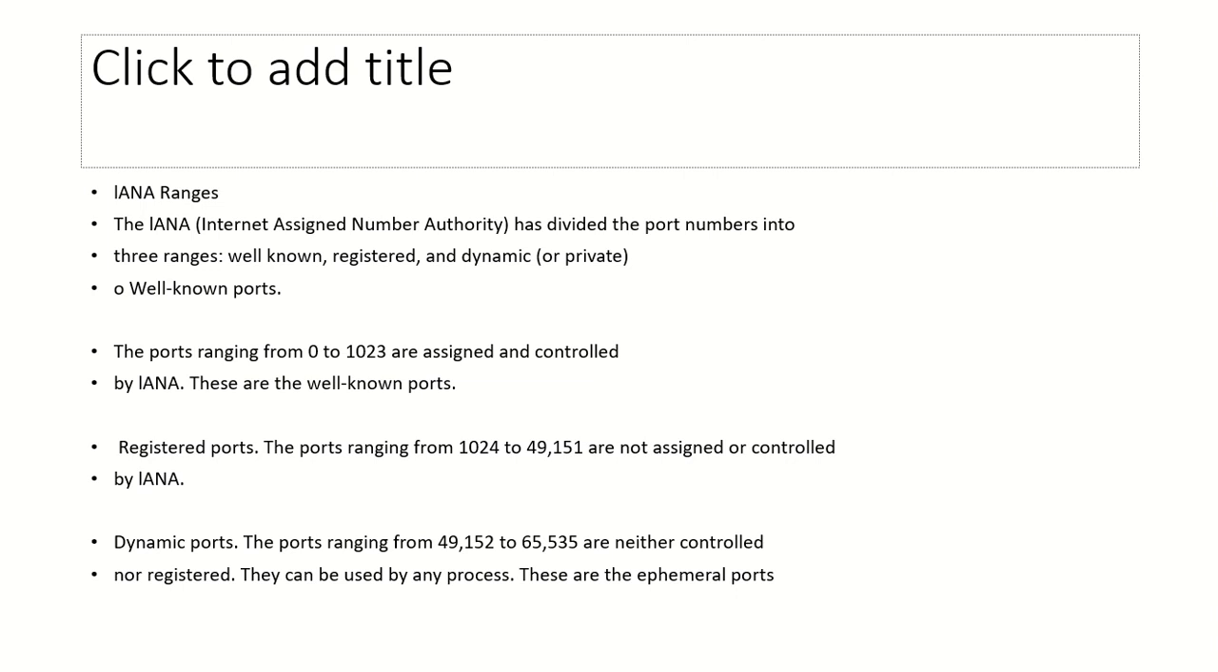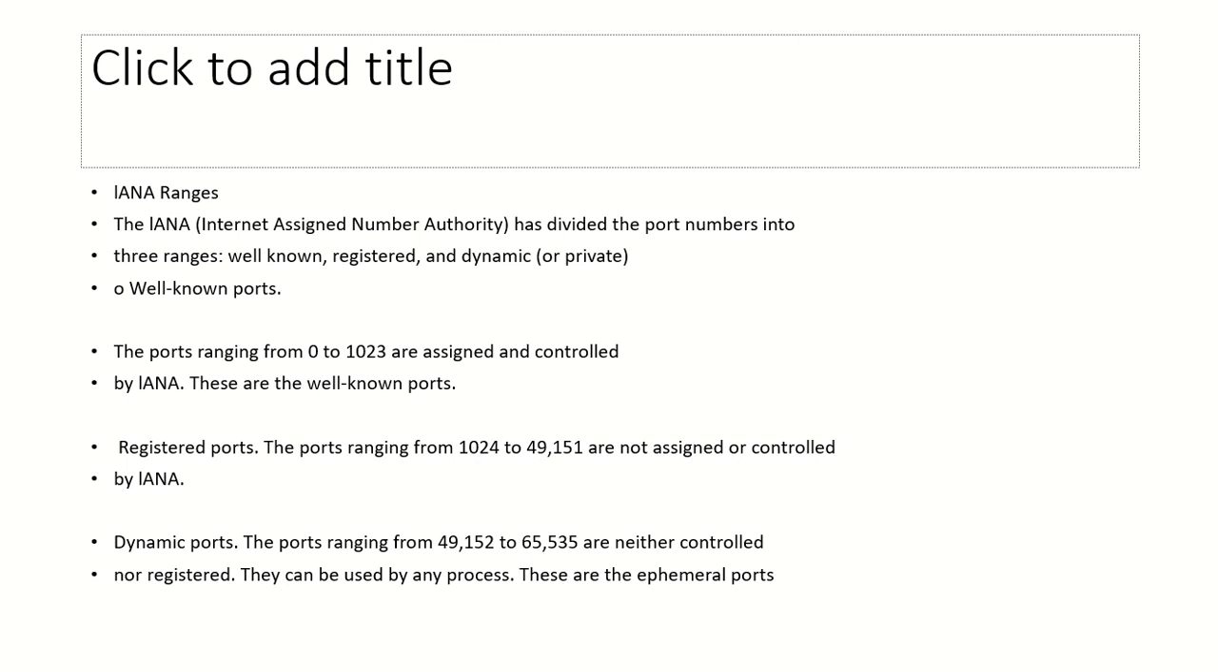Now the main question: who will give these port numbers? Basically there is an authority called IANA, which stands for Internet Assigned Number Authority, which provides these port numbers to the particular services, particular processes, particular protocols. Port numbers are mainly categorized into three ranges: well known, registered, and dynamic. Well known means universally accepted port numbers, and their corresponding protocols are already decided, already predefined.